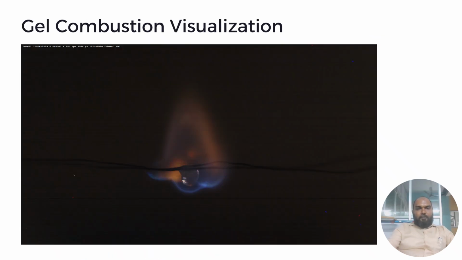This is a typical image showing how a gel fuel combusts. We can see the flame usually has a shape. This has some puffing behavior where the gel evaporates and makes air pockets inside, and those air pockets rupture. It is like a bubble rupture, and because of the rupture the flame is distorted and moves towards the sides.